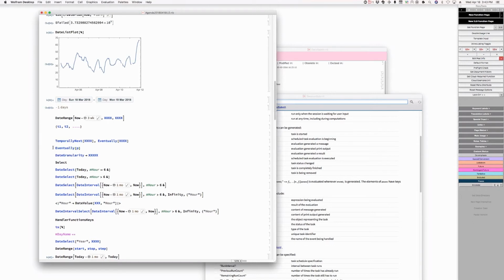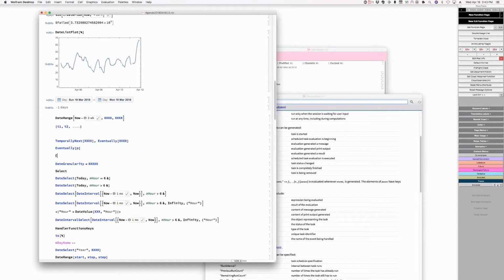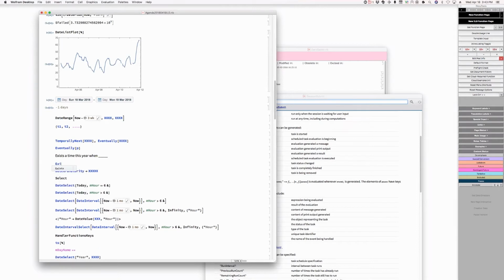So what would it mean? Let's say that P will be true sometime this year. How would you represent that? Sometime this year. So, well, there exists a time. Okay, so this is a case. Exists a time this year when blah blah blah. Yes. So here.